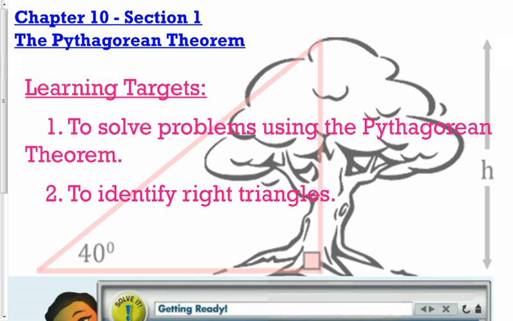All right, so our two learning targets here: one is to solve problems using the Pythagorean Theorem, and two, to identify right triangles.